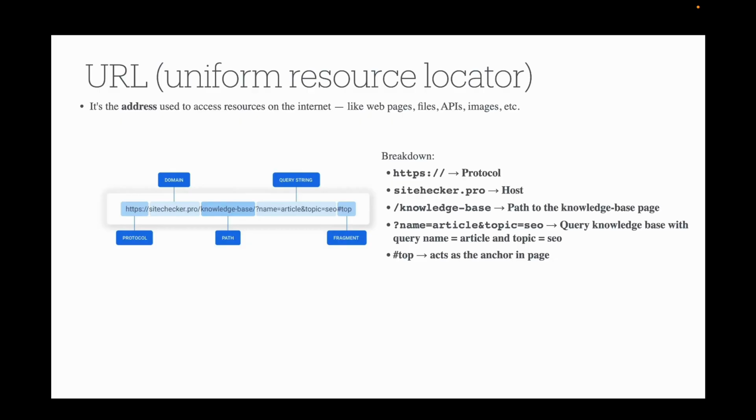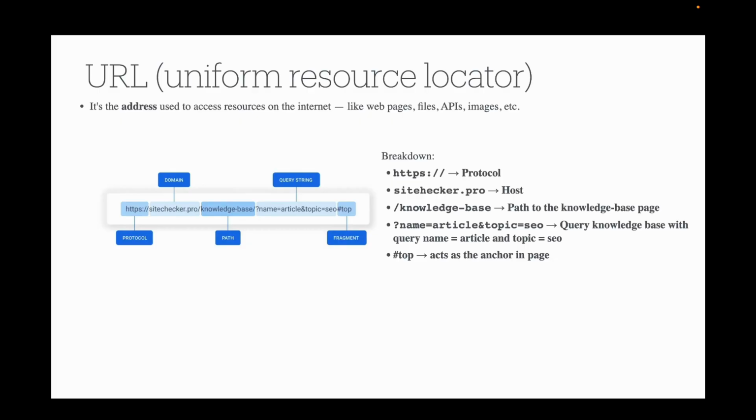After the path parameters, we have the query string or query parameters. Query parameters always start with a question mark, and then we have a query or a filter. So this query is nothing but a filter. Once we reach the resource through path parameters, now we can apply some filters to that table or resource, and that query or filter comes from the query parameters. In our case, the query that we have is name=article and topic=SEO.